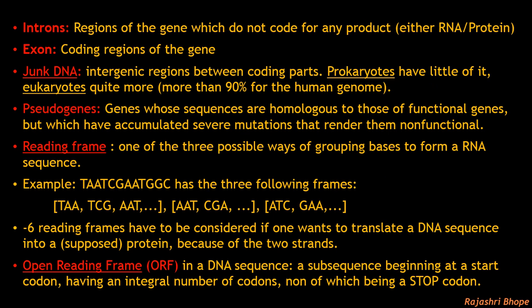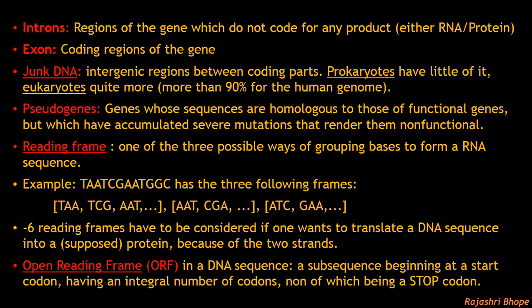Introns are the non-coding regions of the DNA. Exons are the coding regions of the DNA. Junk DNA is the intergenic region between coding parts. Prokaryotes have little of it, and eukaryotes have quite more, more than 90% in the human genome.